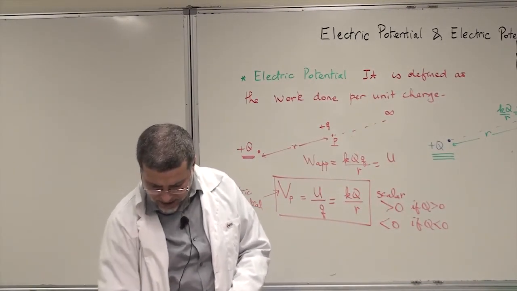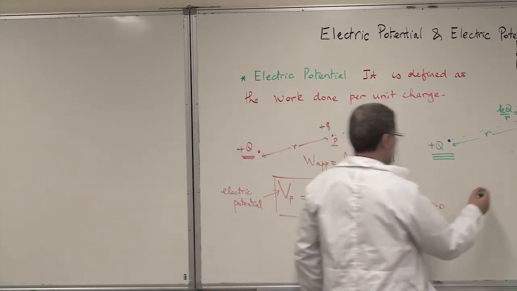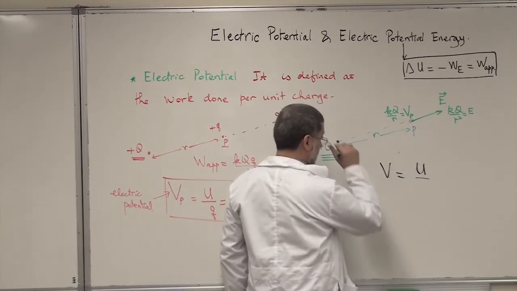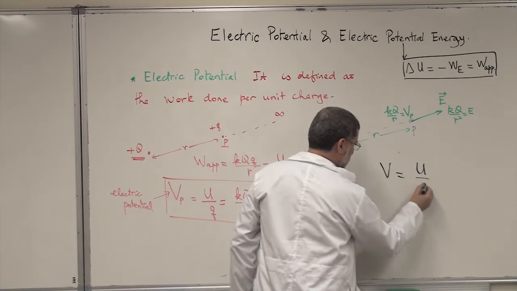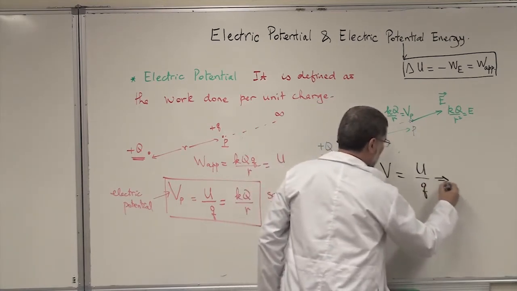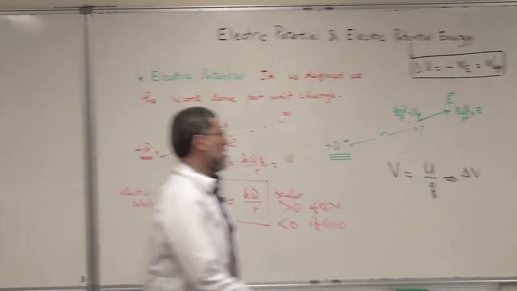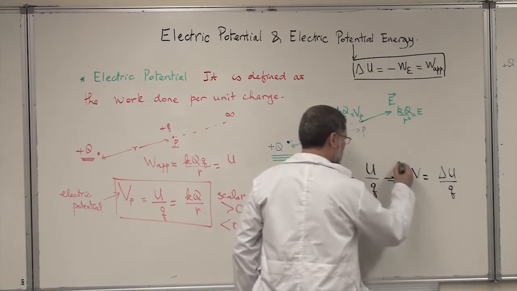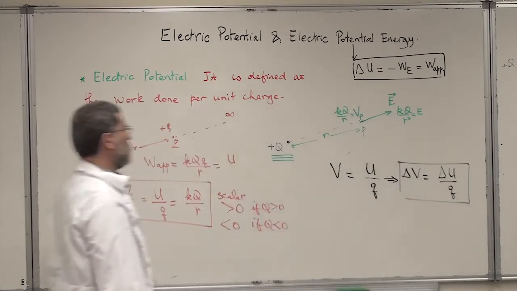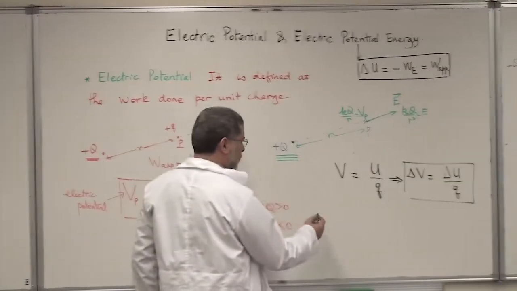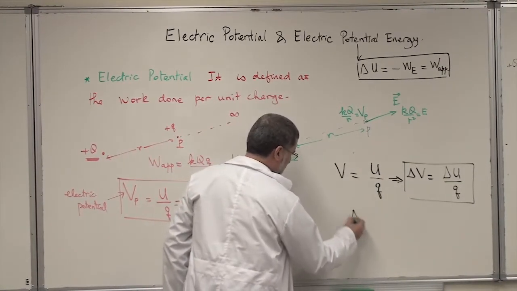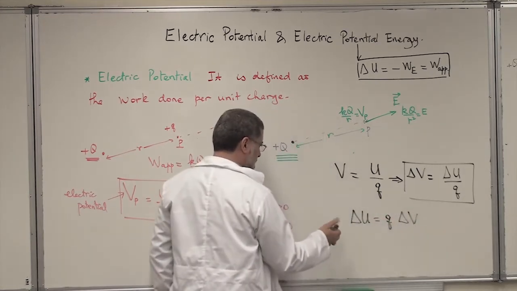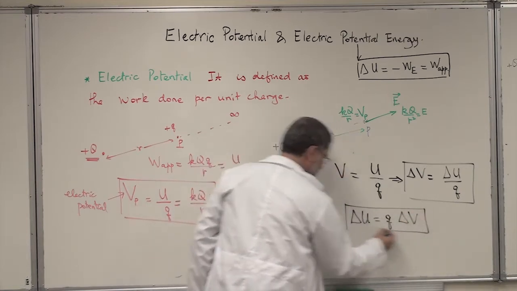Now, since we defined the electric potential as the work done, or the potential energy, per unit charge, I can write it like this. The change in potential is equal to the change in potential energy divided by the charge q, which is moving. That's the definition. And I have a very important equation, the relationship between the change in potential energy and the change in electric potential.